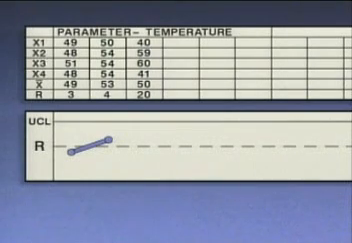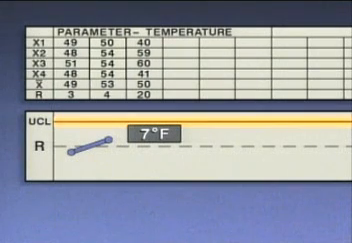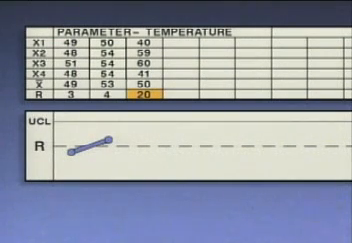But when the same information is plotted on an R chart, we get a different picture. In this case, the upper control limit for the R chart is 7 degrees. But the actual range for the last set of temperature readings is 20 degrees. Since the plotted value exceeds the upper control limit for the R chart, the amount of variation in the readings is too great, and the process is out of control.